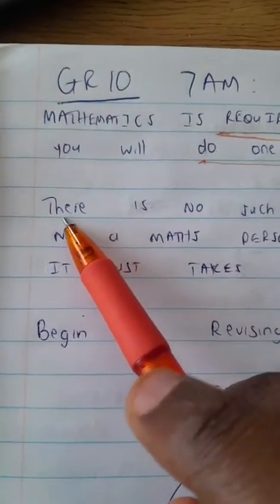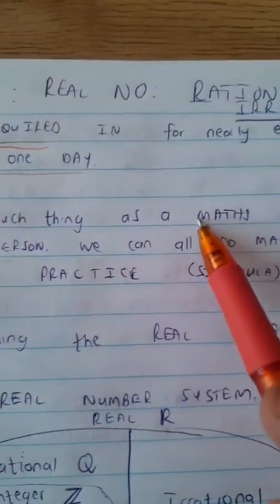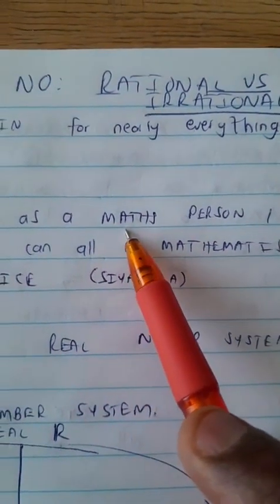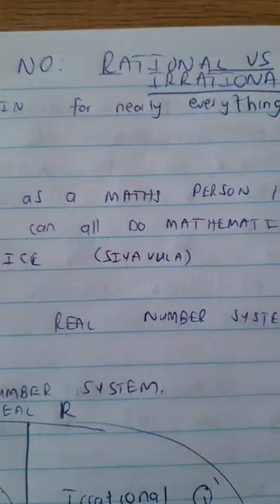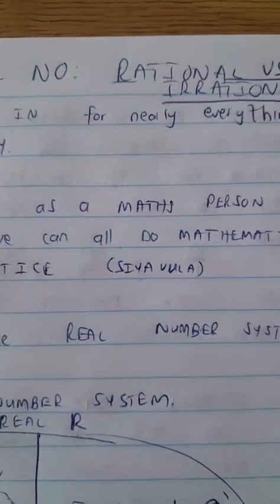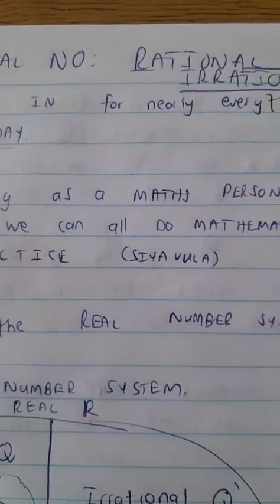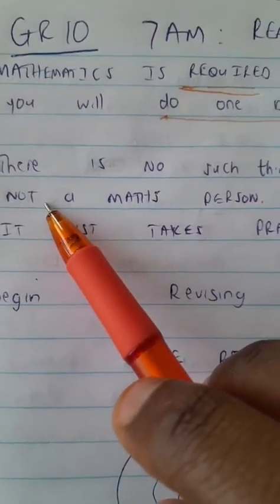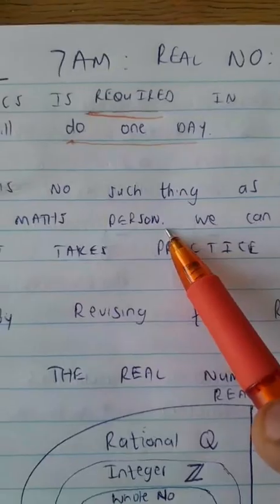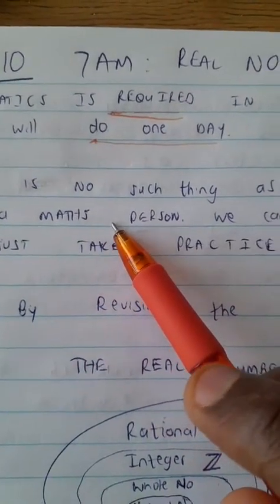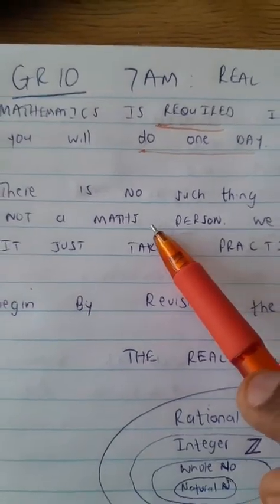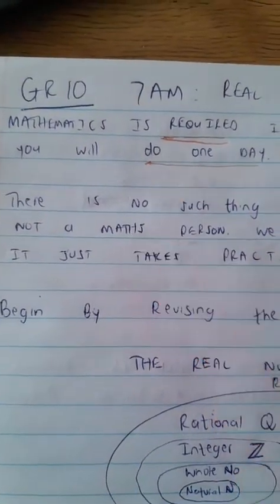Now, I just want to also say there is no such thing as a maths person. You may look at yourself and be like, maths is not for me. Maths is for certain people. I want to make it clear from the beginning that there is no such thing as a maths person, or when you say I am not a maths person, there's no such thing. So this is maths, guys. It's pure maths, not maths literacy. So this is for grade 10 learners that are doing pure maths.